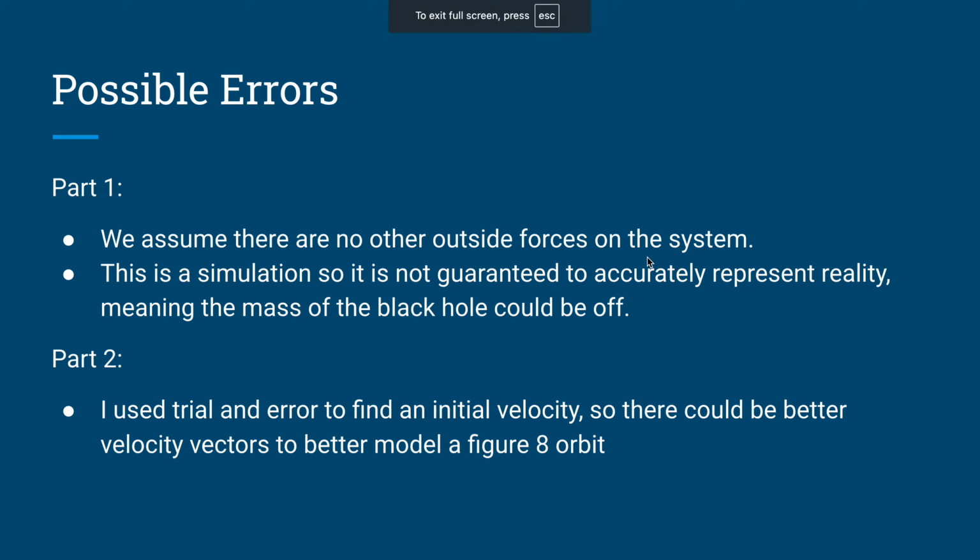And then some possible errors. First of all, I assume there are no other outside forces, which in real life there could be. And this is a simulation, so it's not guaranteed to accurately represent reality. The mass of the black hole could be off because black holes can vary in size. And for part 2, I used trial and error to find the initial velocity, so there could be a better velocity vector to better model a figure 8 orbit. Obviously, I didn't get a figure 8 orbit, so I could definitely have improved that.